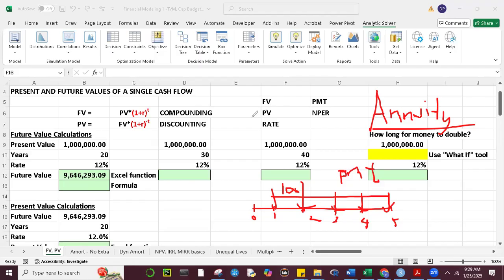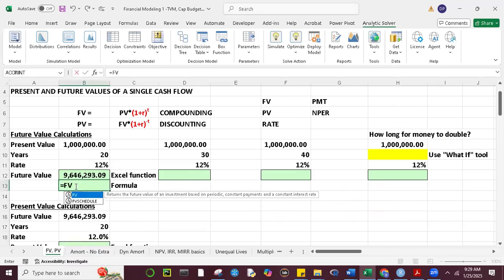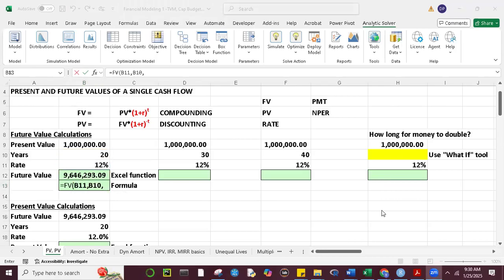So going back here to our formula, this is equal to FV. Our rate is 12%, comma, NPER is 20 here, comma, PMT. Do we have a PMT here, class? Yes or no, please, chat. Do we have an annuity? Is that an annuity or amortization for that matter? No, you're correct. It's just a lump sum amount, one amount only.